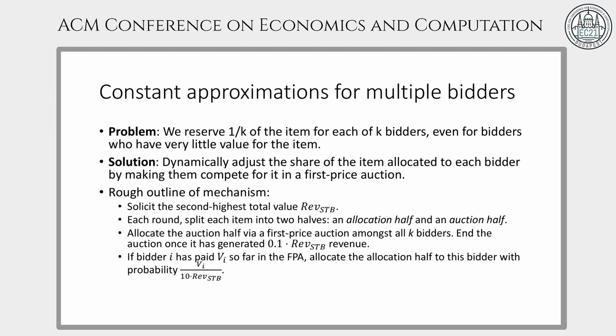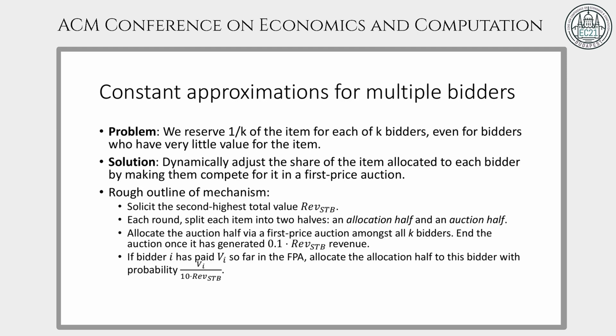So I won't go over the full mechanism because there's a lot of thorny details of this mechanism, but I will describe the high-level idea behind this mechanism. So to understand this, what's the problem with the previous mechanism I described where we divide the item into k parts? Well, one problem with this is that we reserve an equal fraction of the item for each of the k bidders, even though some bidders are inherently a lot more valuable than others. You can imagine a setting where the vast majority of the bidders have value 0 for the item every round, but we're still reserving 1/k of the item for each of these bidders, even if we don't end up allocating it to these bidders. So the solution we have is we dynamically adjust the share of the item allocated to each bidder by making them compete for it in a first price auction.